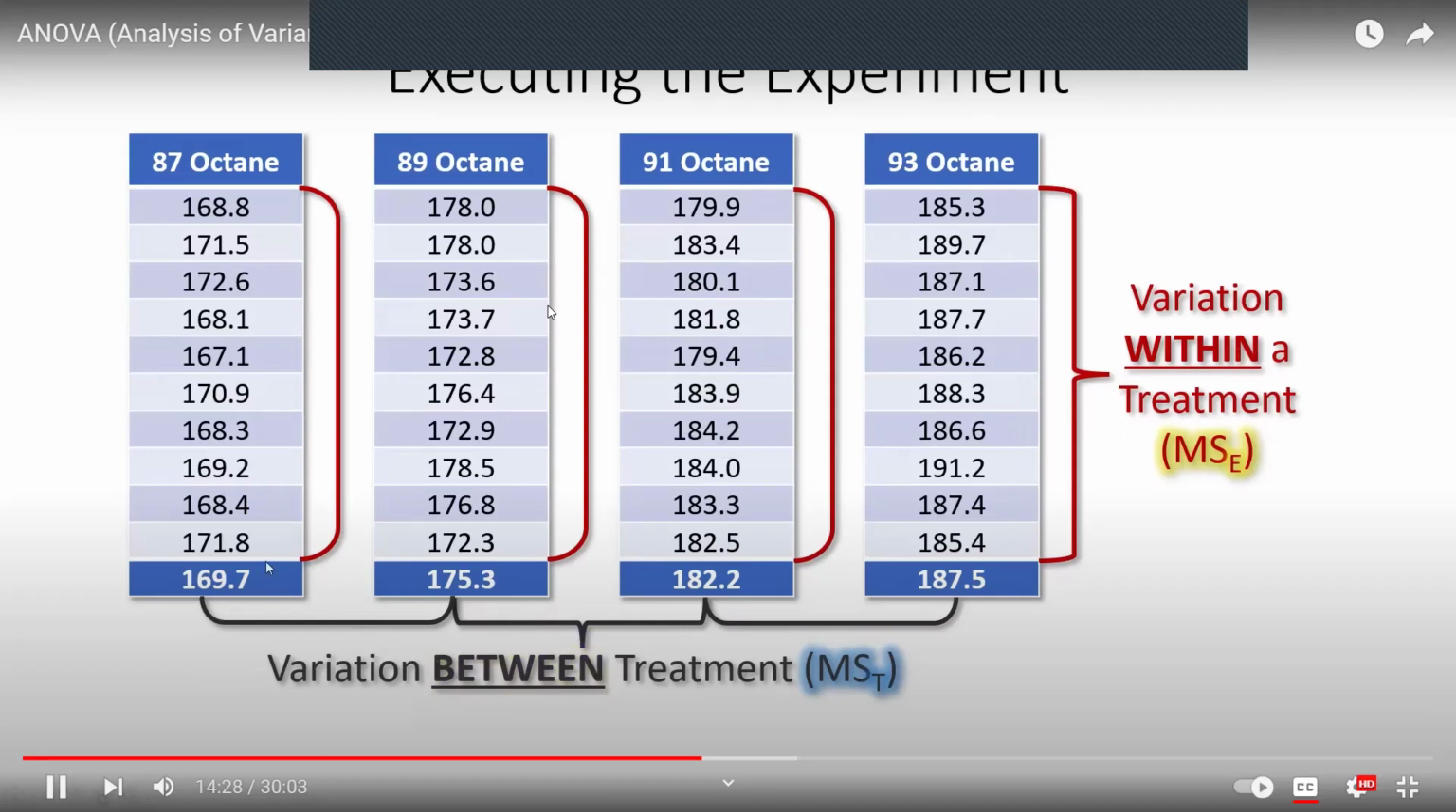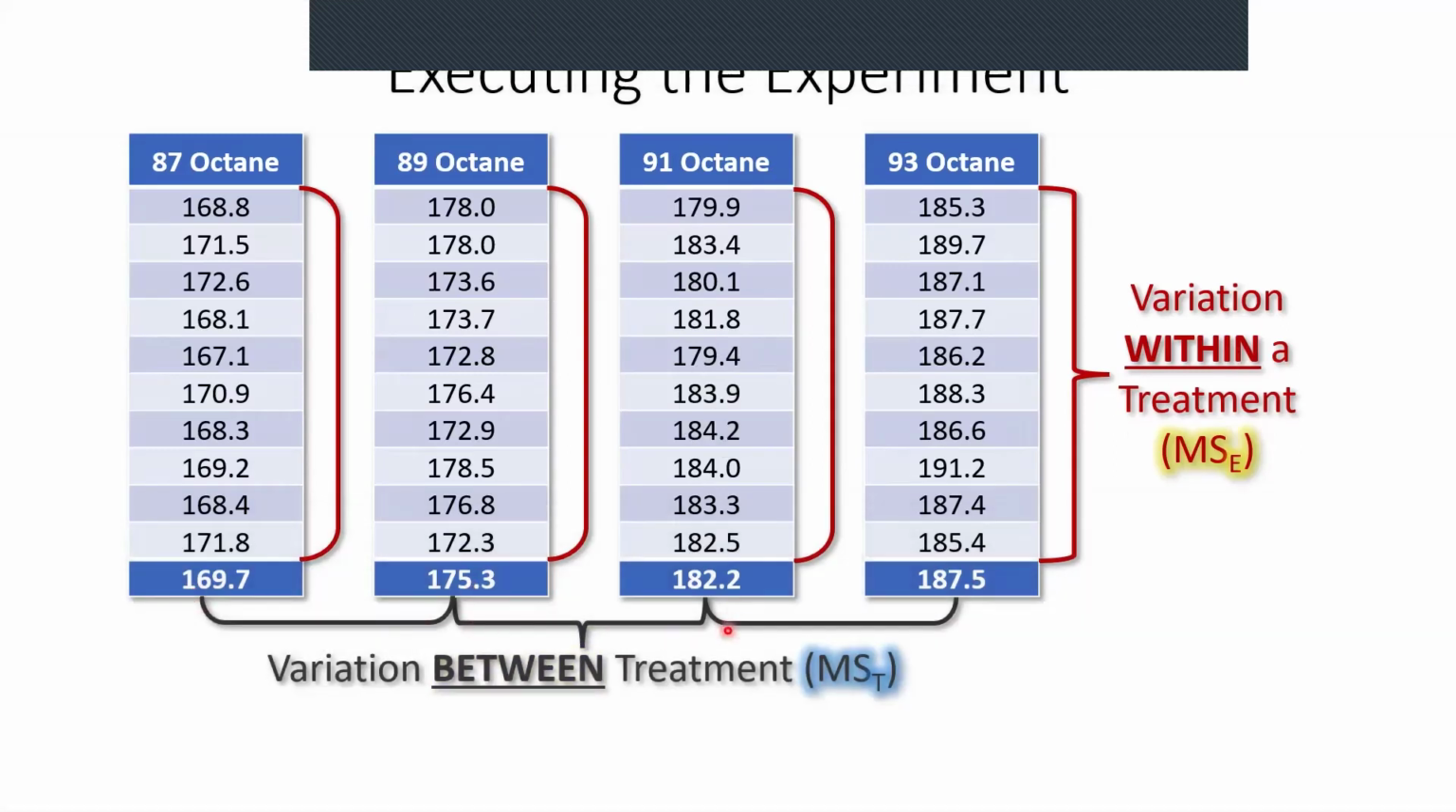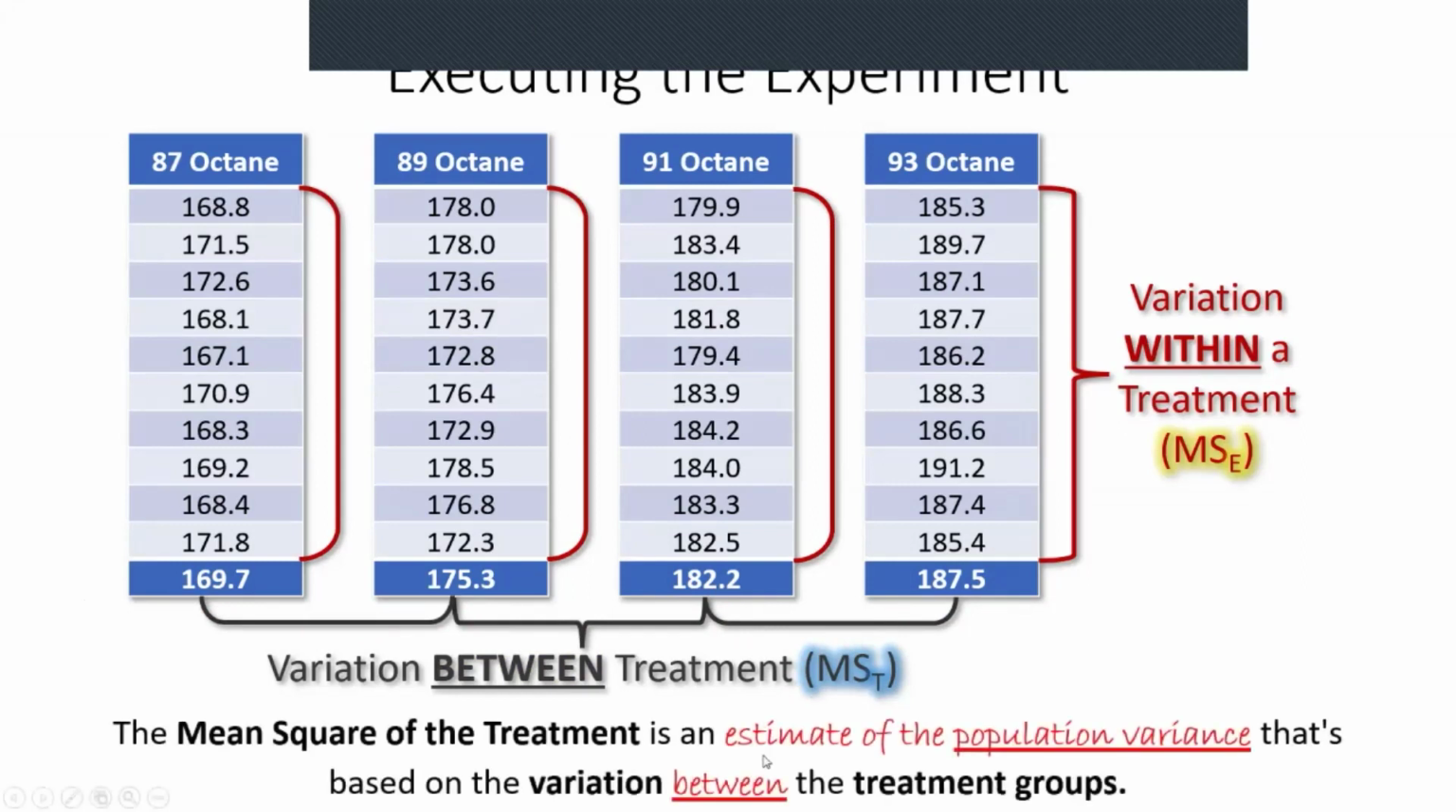Within a treatment group, there is variation between different treatment groups. And we're going to take these differences, we're going to take this variation between the treatment groups, and we're going to make a second estimate of the population variance. This is going to be called the mean square of the treatment. And that's exactly what it is. The mean square of the treatment is an estimate of the population variance based solely on the variation between the treatment groups, okay? Between the treatment groups.